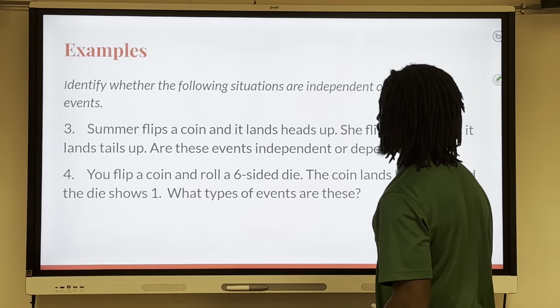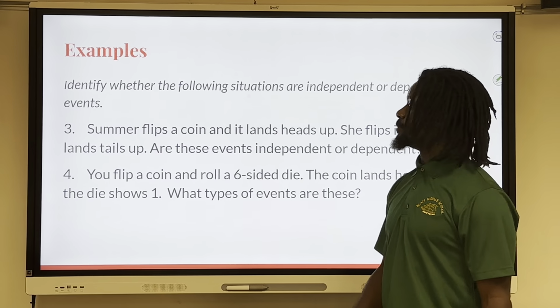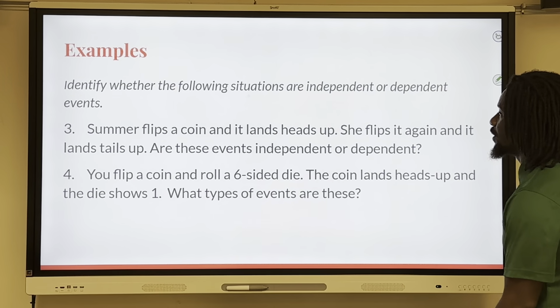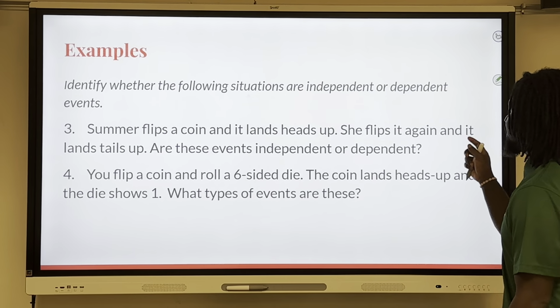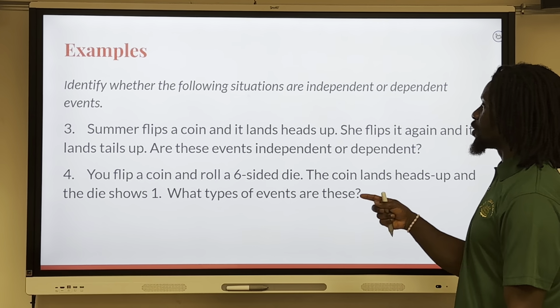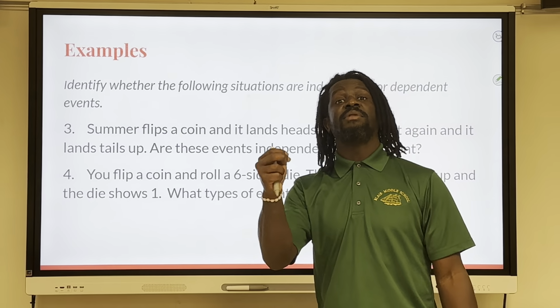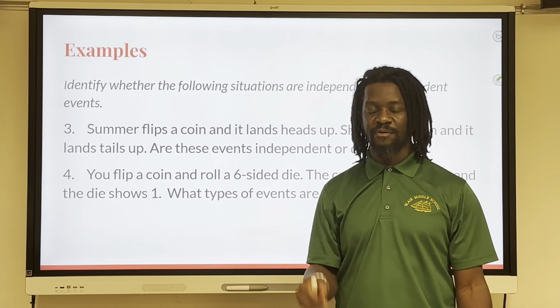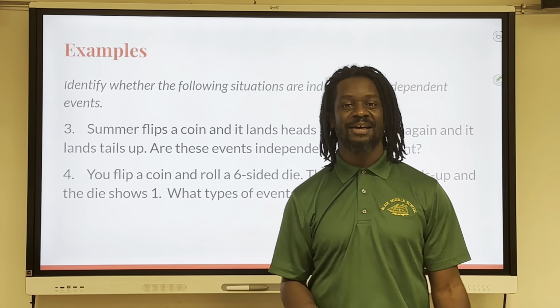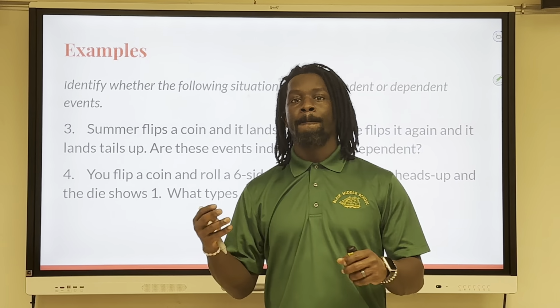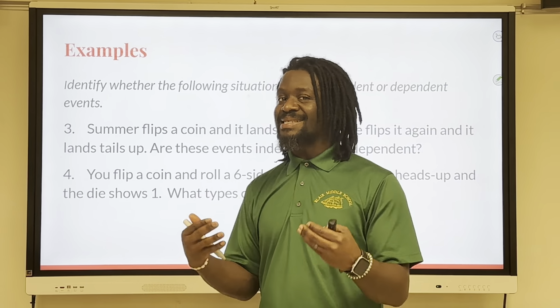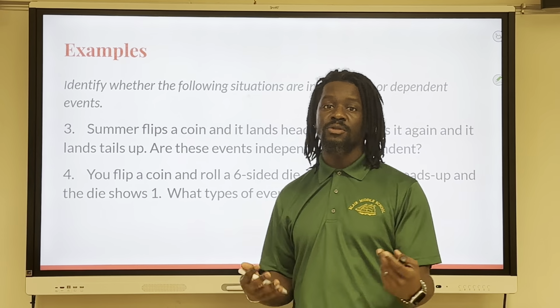All right. Let's look at question number 3. Summer flips a coin and it lands heads up. She flips it again and it lands tails up. Are these independent events or dependent? Okay. This time I'm flipping a coin. If Summer flips a coin the first time, then she flips it again, is what I get the second time dependent on what I do the first time?